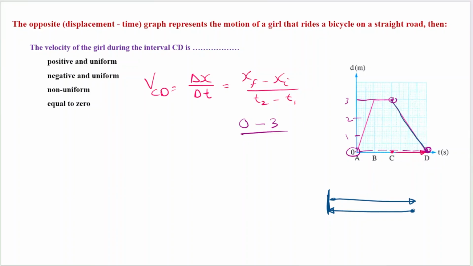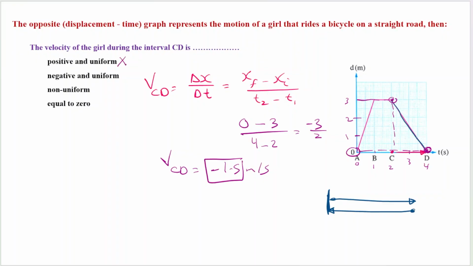This is the final time. This is 0, this is 1, this is 2, this is 3, this is 4. So it's 4 seconds minus the initial time, which is 2. So the answer is negative 3 divided by 2. So the velocity of the girl during CD is negative 1.5 meters per second. Negative means she is moving in the opposite direction.